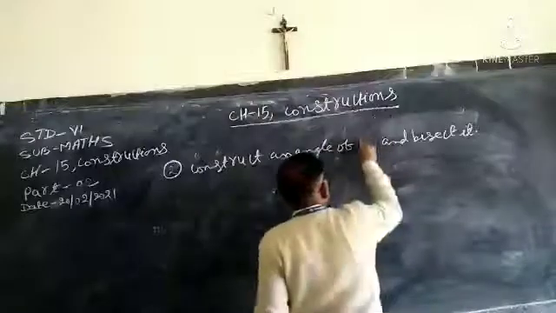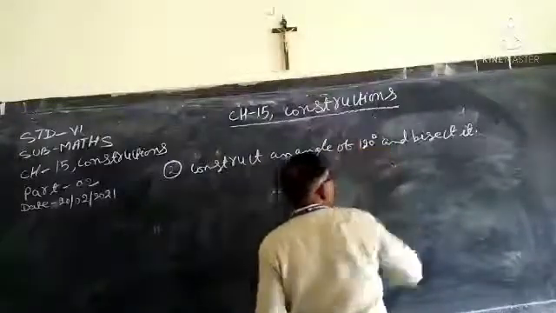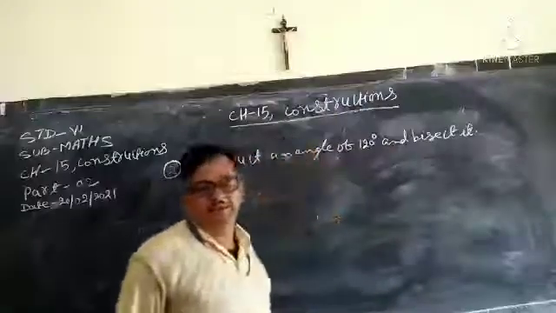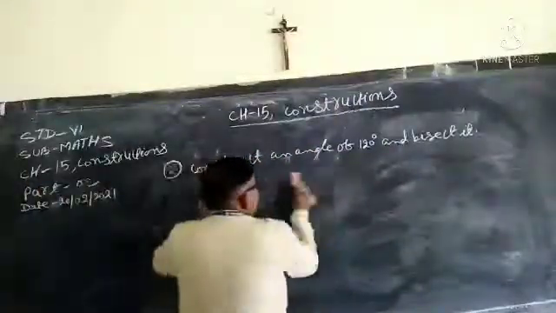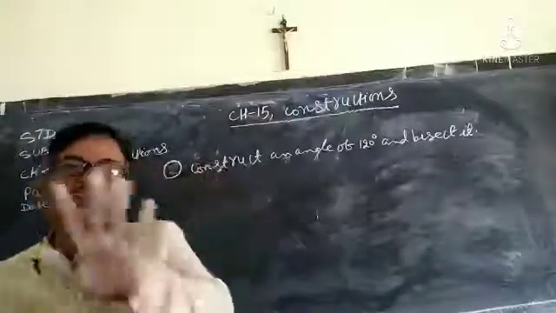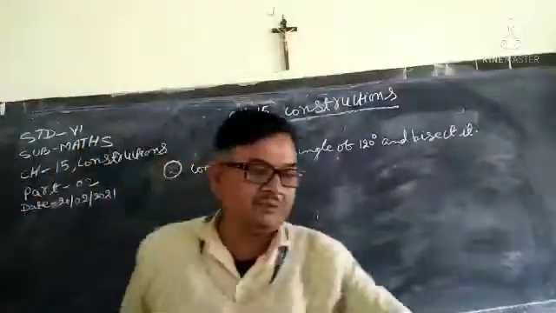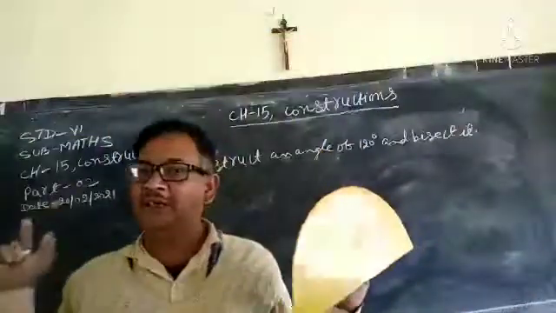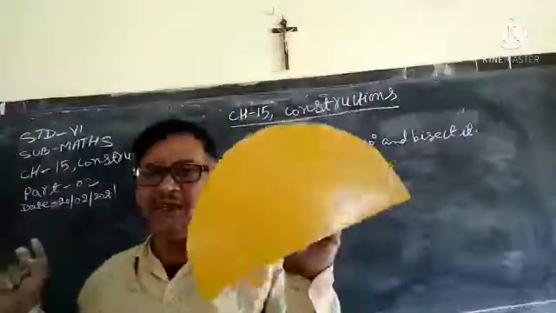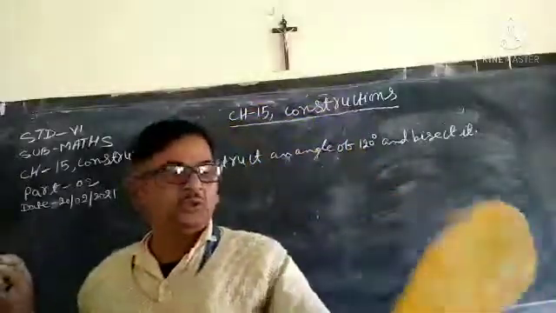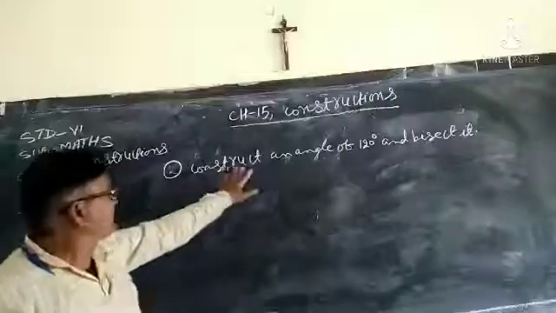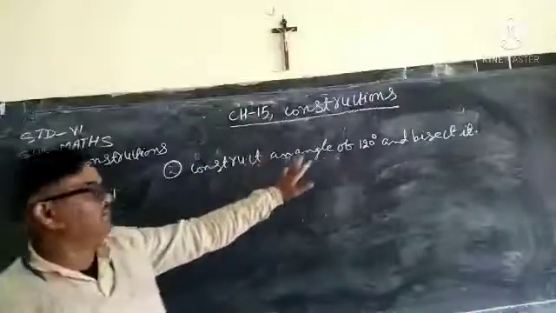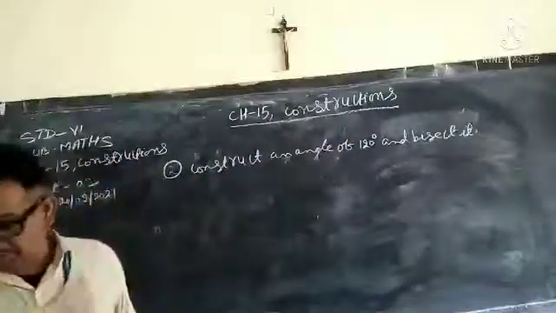Now another question: draw an angle of 120 degrees and bisect it. My dear student, construct an angle. You are using which compass? From a protractor you can make any angle, but here there is a limitation. So construct an angle of 120 degrees and bisect it.